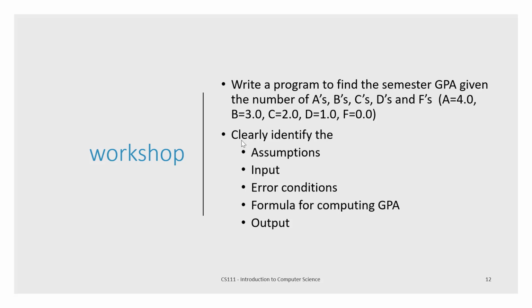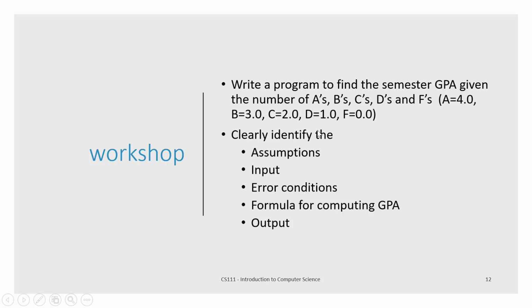In this case, we're asking you to write a program in the workshop to find the semester GPA given the number of A's, B's, C's, D's, and F's. We assume that A is worth 4.0, B is worth 3.0, and so on. We want to clearly identify the assumptions, input, error conditions, the formula for computing GPA, and the output. These are the things that are required before we even begin to write the program. What assumptions do we make? We assume that A equals 4.0.